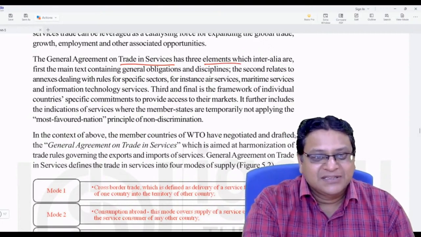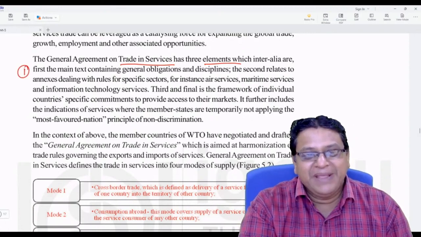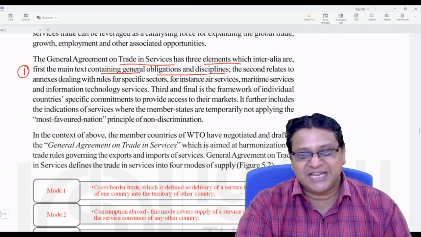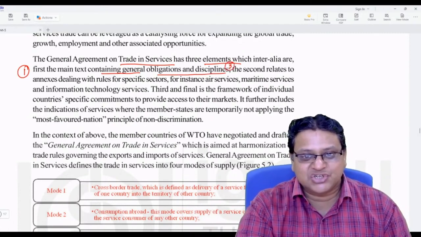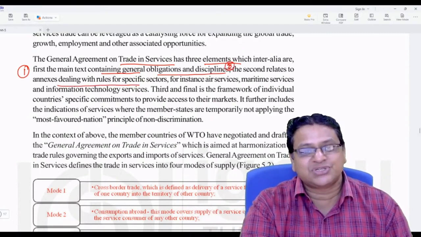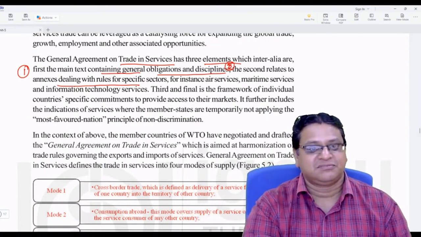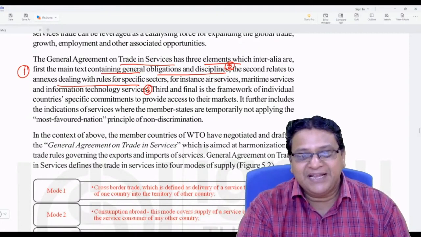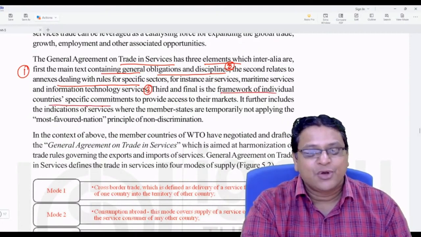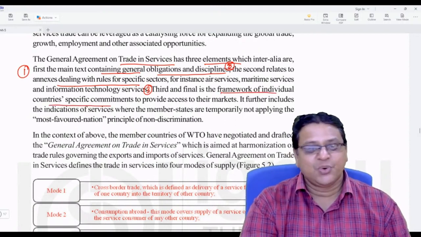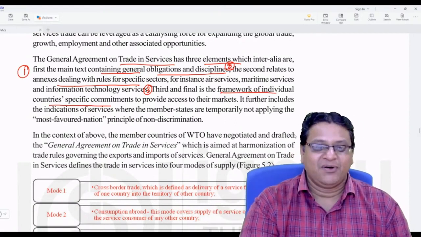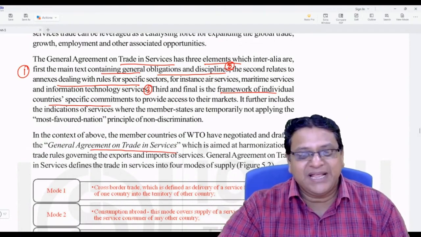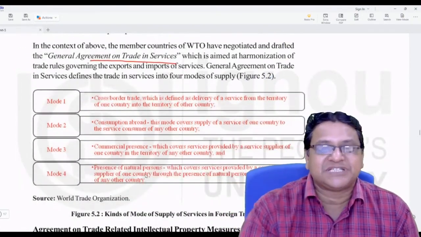First element is the main text of the GATS agreement, which contains general obligations and disciplines. The second relates to annexures dealing with rules of specific sectors. And the third part of the GATS agreement is the schedules of individual countries' commitments. So the GATS agreement, or General Agreement on Trade in Services, aims at harmonization of trading rules of services.